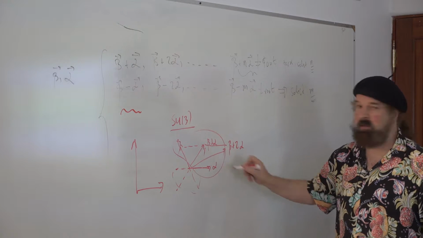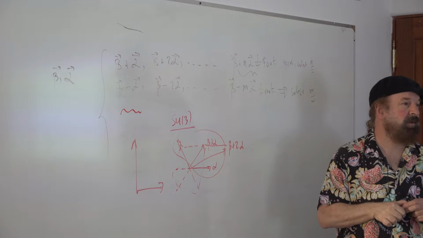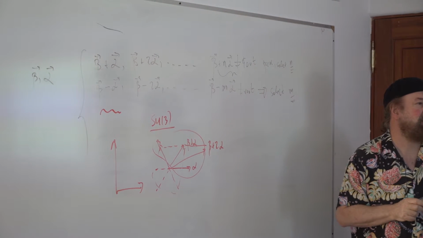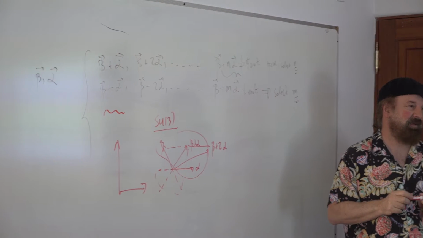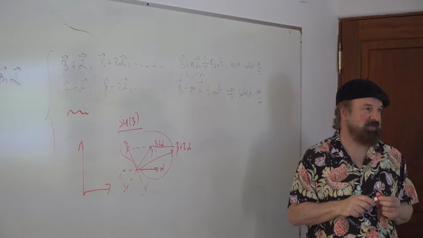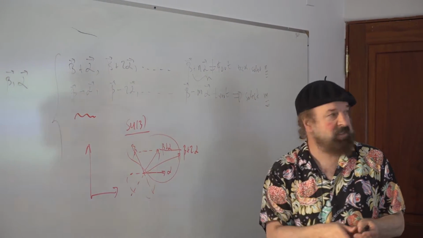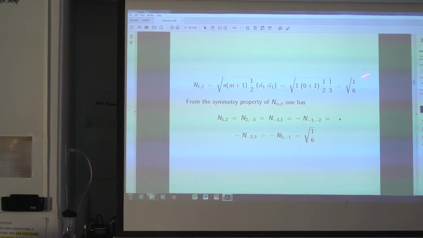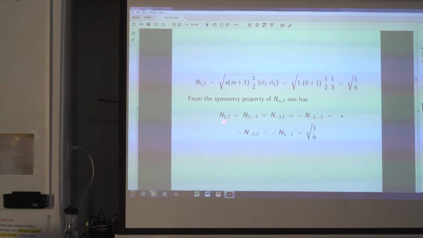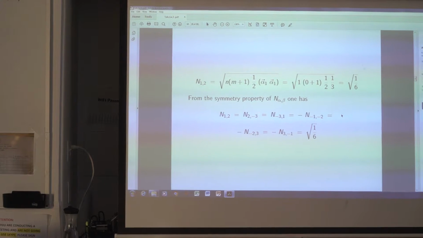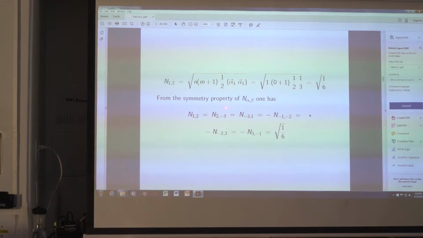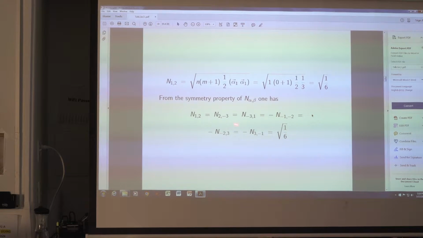Actually, beta plus n alpha is a root, but beta plus n plus 1 alpha isn't a root. So you take the one before it. Okay, so in this way we evaluate the n coefficients, and this is what you get. And then from the symmetry property of the coefficients, we are able to obtain the values of the other combinations.